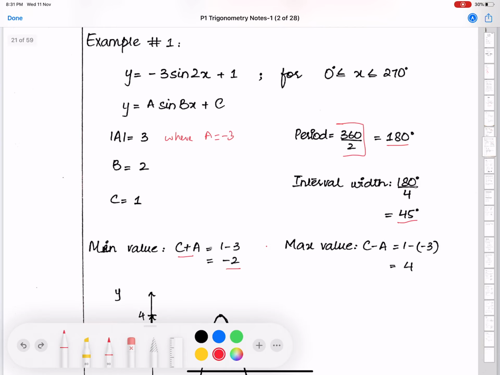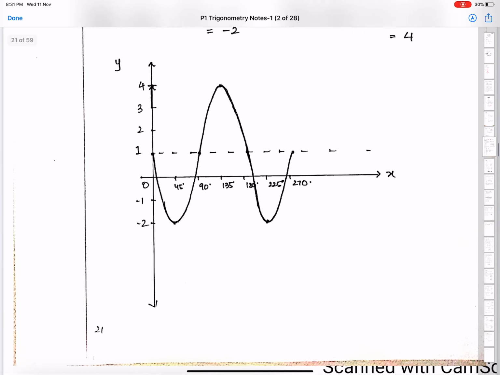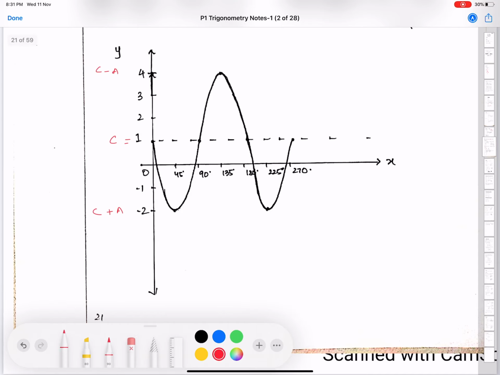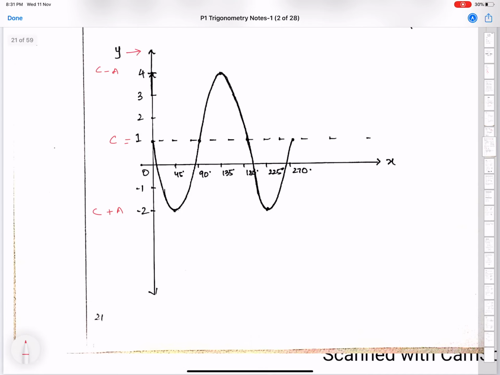Now after doing these calculations, we can sketch the curve. Now see, this is c, whereas this is c plus a and this is c minus a. Make sure you label the axis. This is the y-axis, this is the x-axis, and this is a 1.5 curve. This is one complete curve and this is the half curve, because the domain is 270.